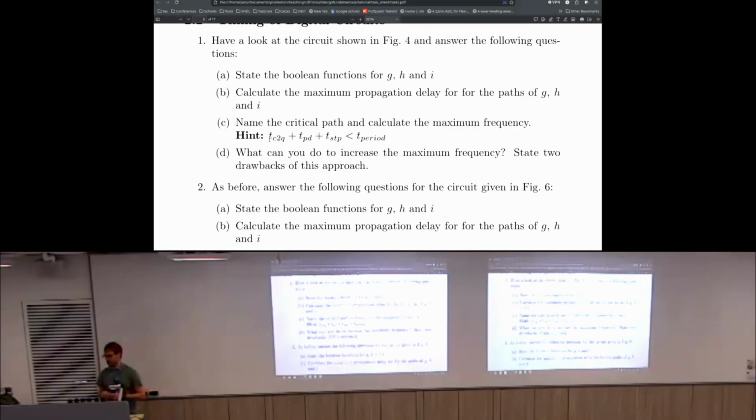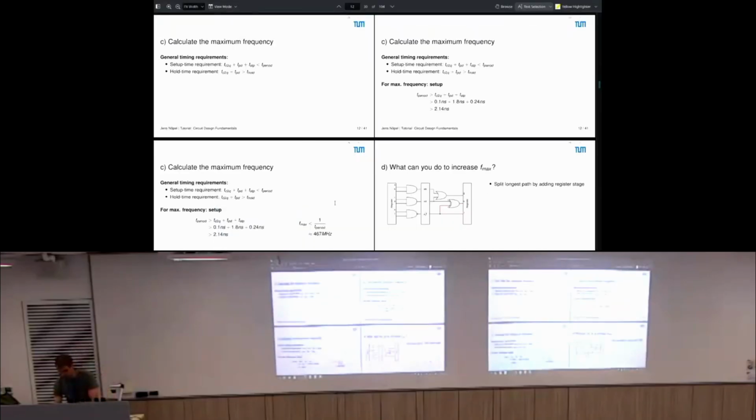And then there's also T setup. So this is our setup time we need for the registers. And overall, they should be smaller than T period. And T period is like the period of the frequency we want, or we can run the circuit with. All right, so maybe we first have a short introduction again to the setup and hold time requirements.